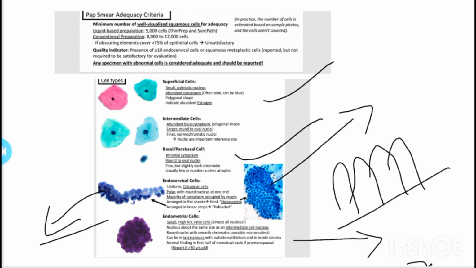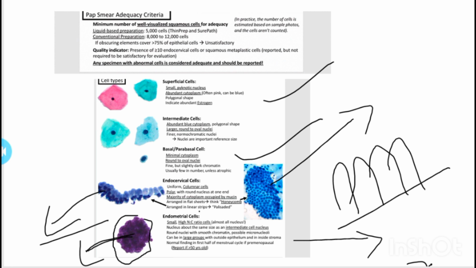How are these cells? Endometrial cells are small cells with a high NC ratio, nucleus same size as that of the intermediate cell, round with small chromatin, possible micronuclei, and they will be present in large groups. Okay, outside will be kind of epithelium, but the inside part looks like a stroma. Okay, so this is the endometrial cell.